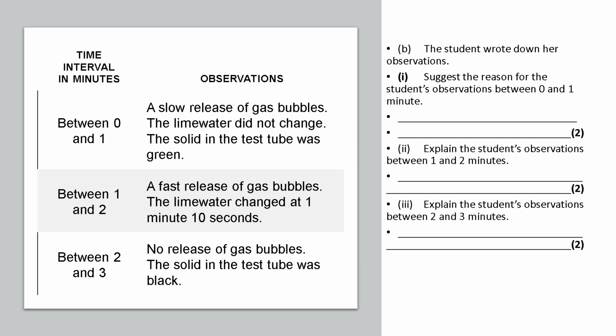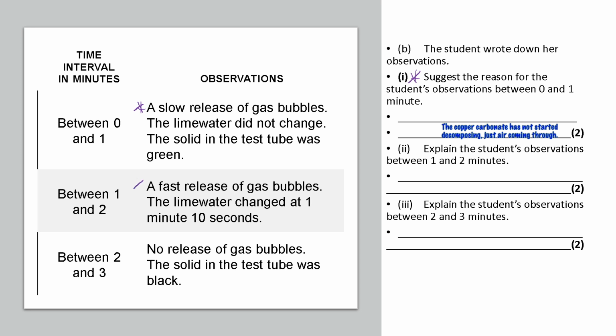The observations have been written down at 3 separate time intervals, and we need to explain what's happening at each time interval. So for the first part, it says suggest the reasons for observations between 0 and 1 minute. So between 0 and 1 minute we have a slow release of gas bubbles, but the lime water does not change. The solid in the test tube was green. So the explanation there is to start with, the copper carbonate is not decomposing, which means it's just air going through the lime water, and that will not make the lime water cloudy.